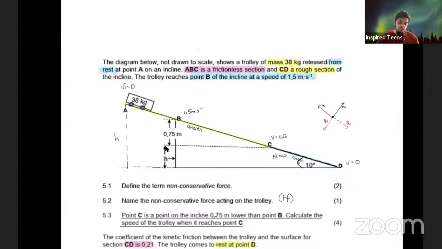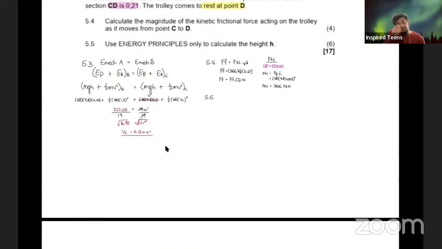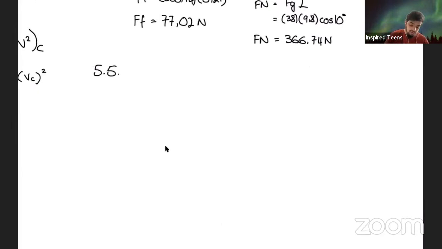The reason we are going to use energy principles is because, as I told you, whenever there is friction, tension, or applied force, mainly friction, you are going to try to use WNC. And remember, WNC is part of the energy principles. There are two that fall under the energy principles. One is the conservation of mechanical energy. The other one is work done by non-conservative forces. So WNC is equal to change in potential energy plus change in kinetic energy.